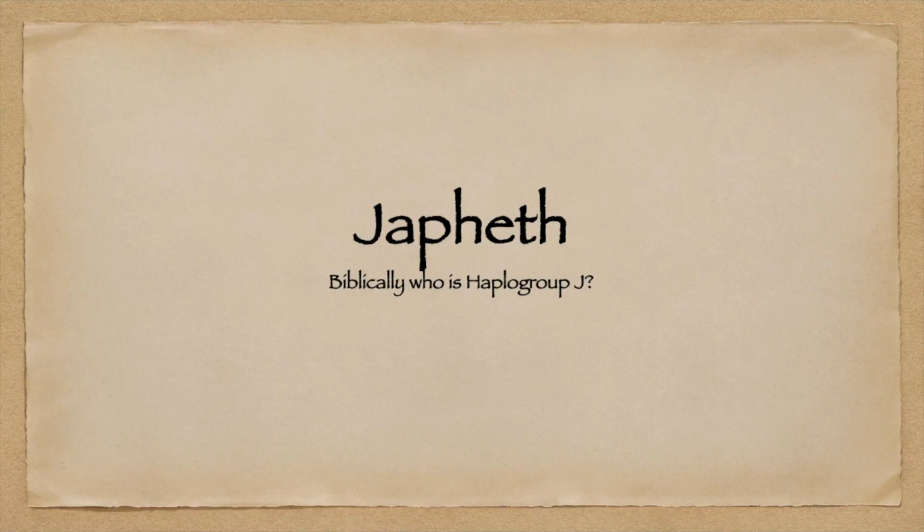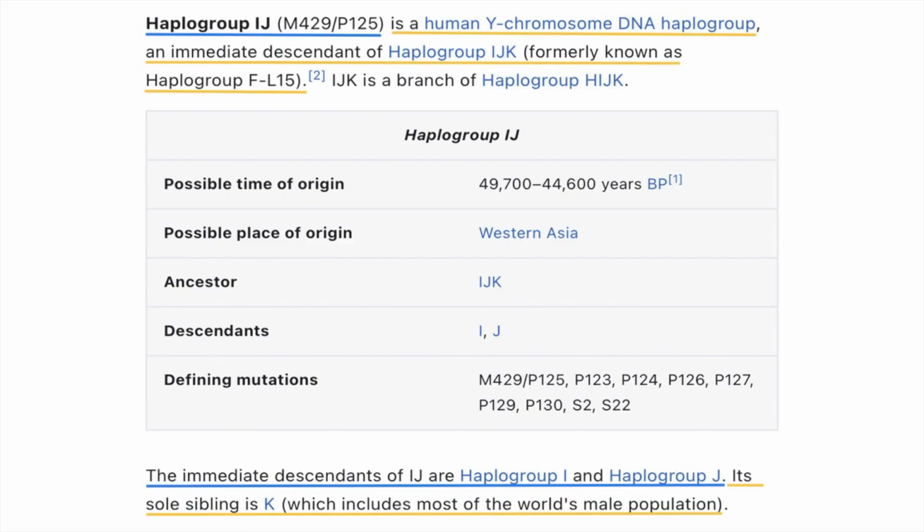So, biblically, who is haplogroup J? Haplogroup IJ is a human Y chromosome DNA haplogroup, an intermediate descendant of haplogroup IJK, formerly known as haplogroup F-L15. The intermediate descendants of IJ are haplogroup I and haplogroup J. Its sole sibling is K, which includes most of the world's male population.